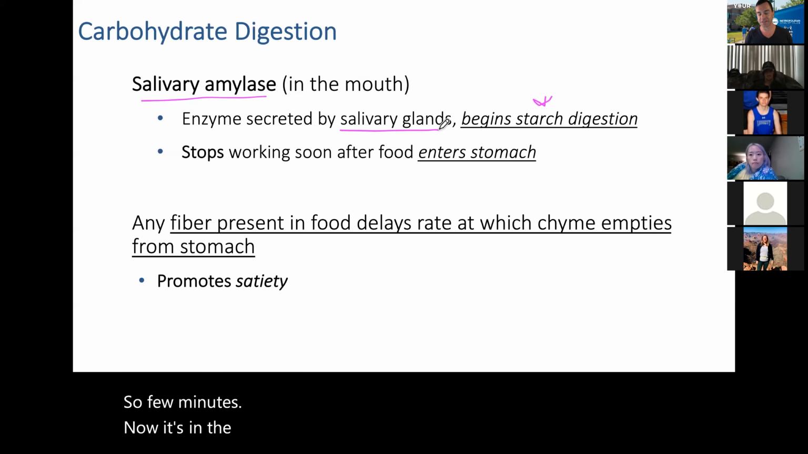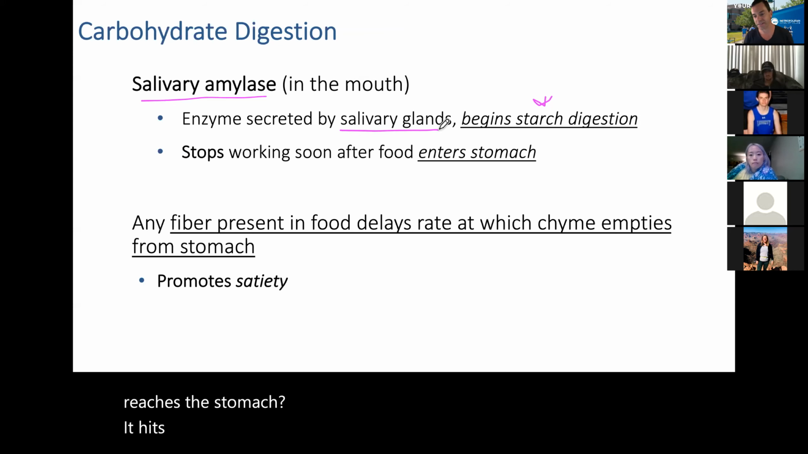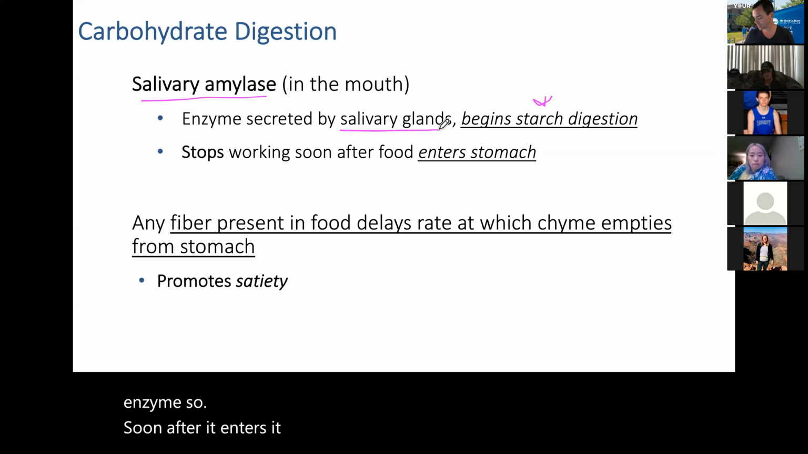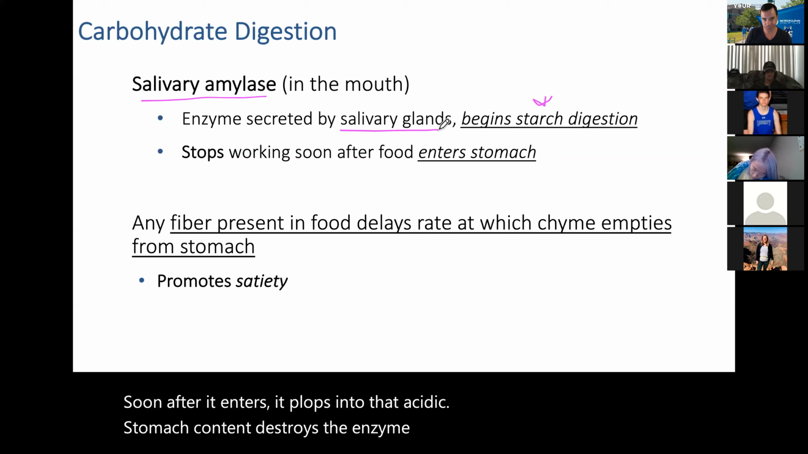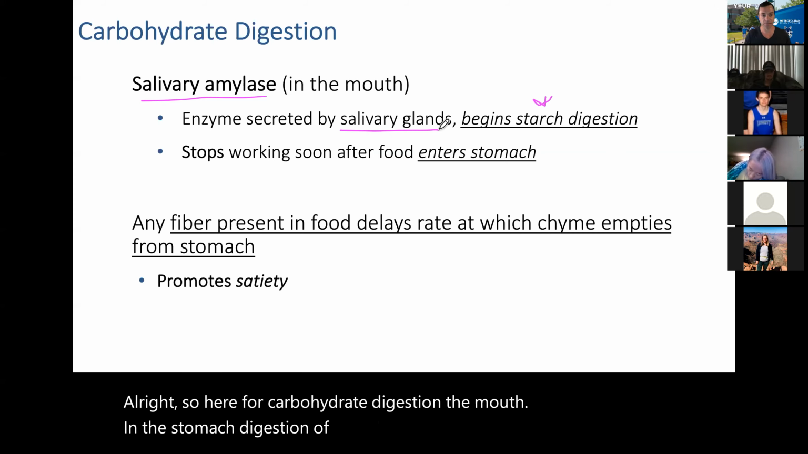As soon as this bolus, one of the components of which is carbs, as soon as this carbohydrate blob reaches the stomach, it hits that acid. What do acids do? Destroy things. It destroys the enzyme. So soon after it enters, it plops into that acidic stomach content, destroys the enzyme, and really it stops working. So here for carbohydrate digestion, the mouth. In the stomach, digestion of the carbohydrate, of the starch, stops.